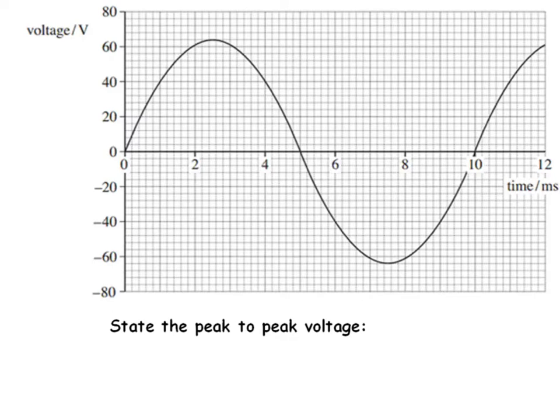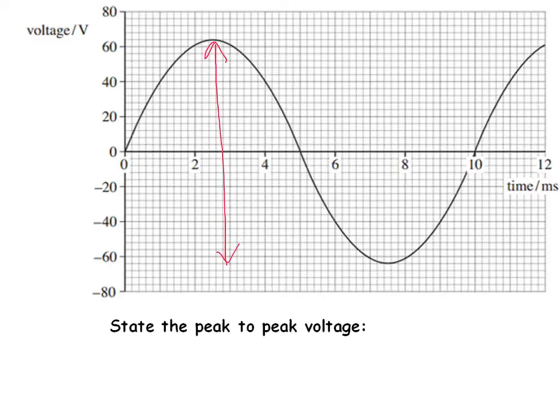Now quite a lot of people get confused when they're asked peak-to-peak, because they end up drawing something that looks a bit like the wavelength for other waves. But that's not what peak-to-peak voltage is. Peak-to-peak voltage is a vertical distance, and it's the distance between the highest peak and the lowest trough, like this.